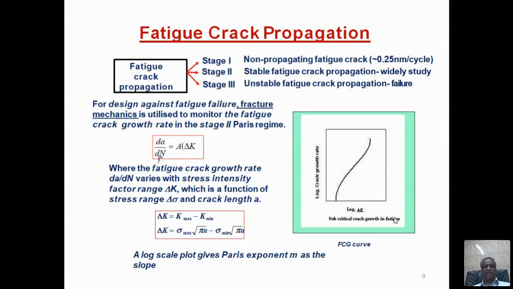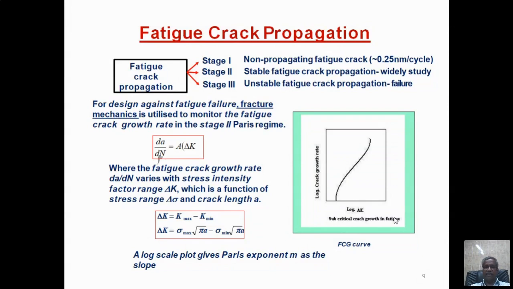And the second stage is the one that is normally widely studied: stable fatigue crack propagation. And the third stage is unstable fatigue crack growth, because the crack reaches a level, about 2/3 of the component size, and then the component is not able to stand further, and the failure will happen.